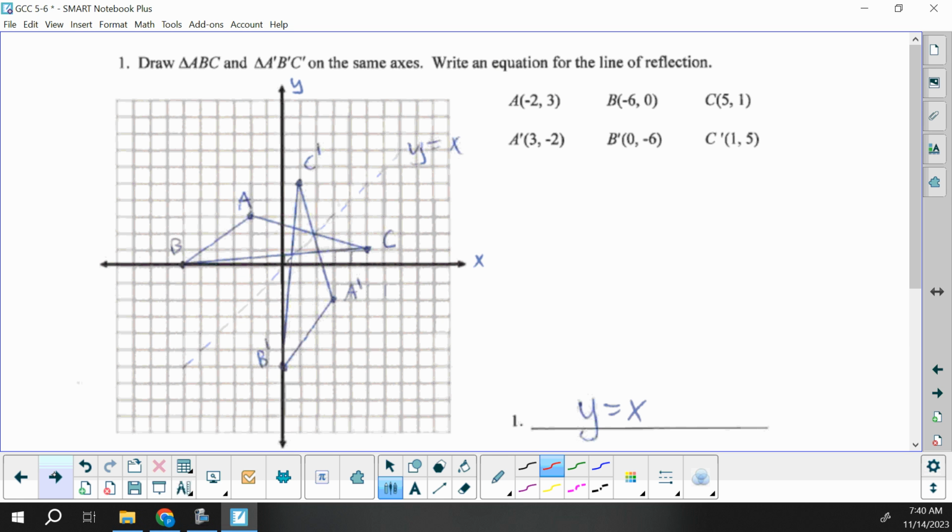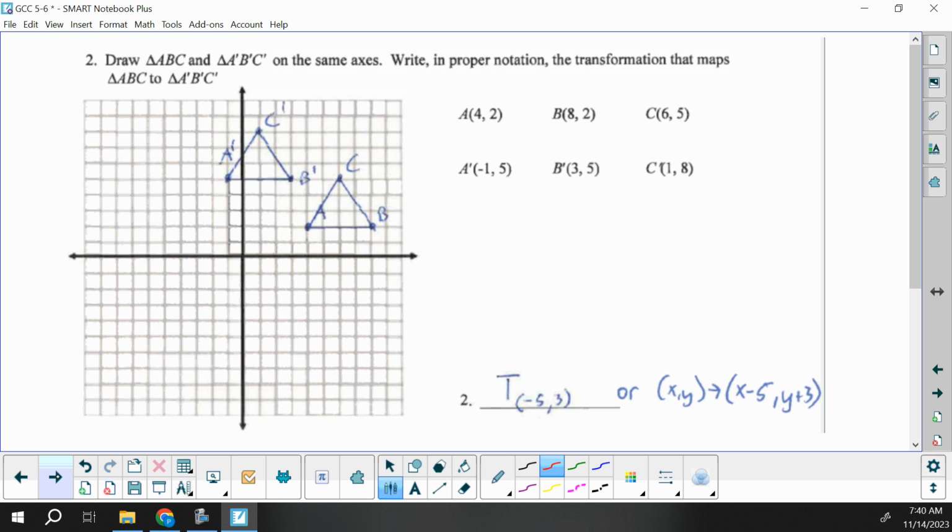Alrighty, going over to the homework. Some of these we did in class. So we plotted both our sets of points. And if you notice the coordinates were just reversed. (-2, 3) became (3, -2), (-6, 0) became (0, -6), and so on. So that's what we just saw in the warm-up. Y equals x was our line of reflection.